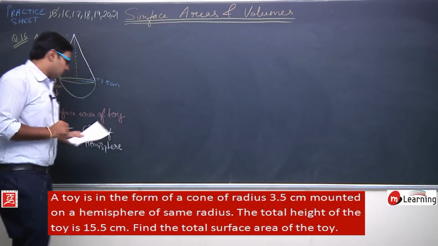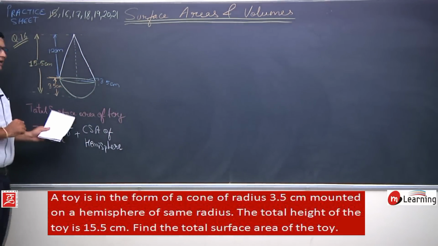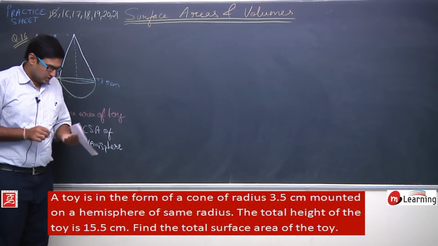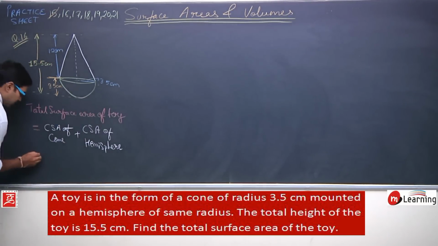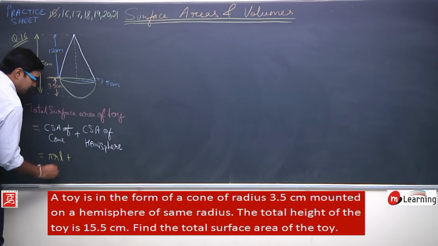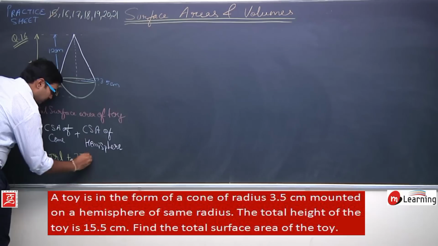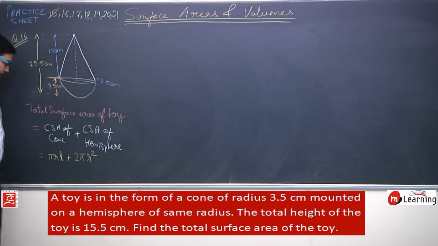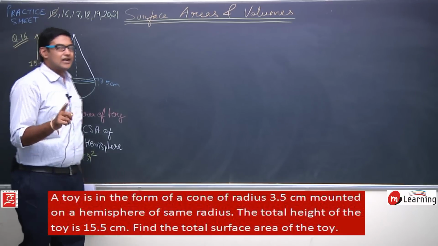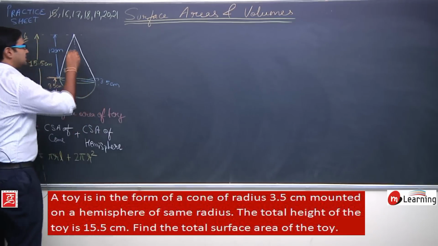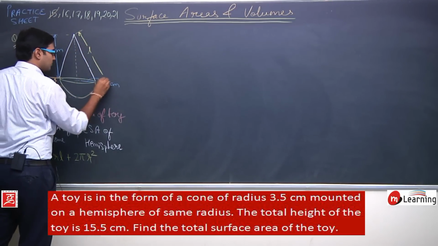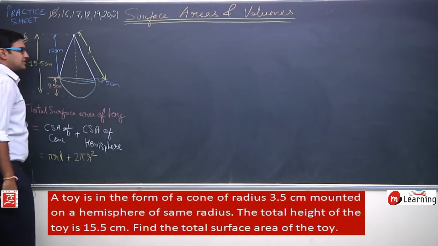So my task is to calculate the curved surface area of cone and the curved surface area of hemisphere only. What is the curved surface area of cone? Curved surface area of cone is pi r l, and curved surface area of hemisphere is 2 pi r square. Now we know the radius. Do we know the length l? l is the slant height of the cone. Slant height of cone means this height. This is the slant height.